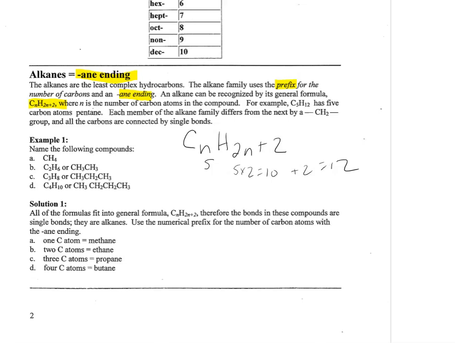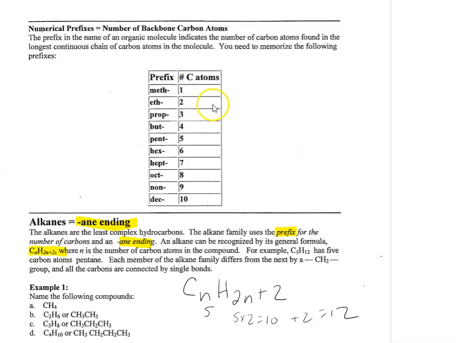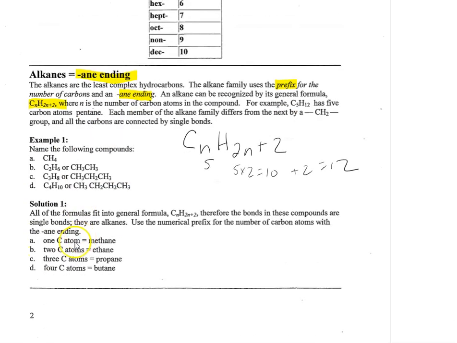The solutions are already here. When we're looking at these following compounds, we have CH4, and there's only one carbon atom. With only one carbon atom, that's going to be meth, and it ends in ane, so it's going to be methane.